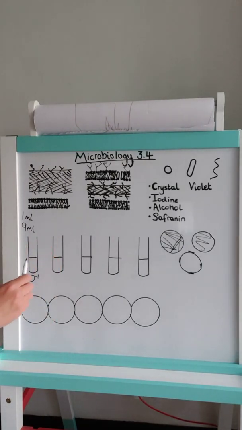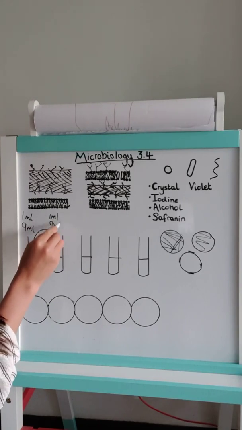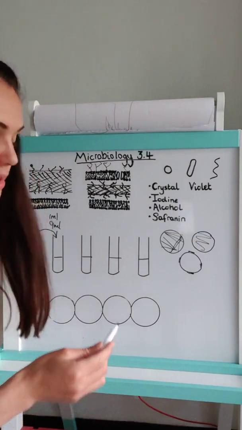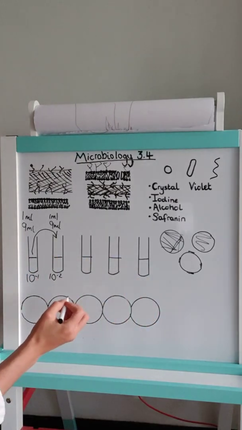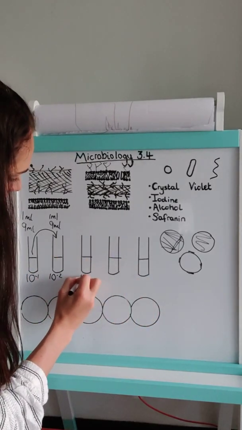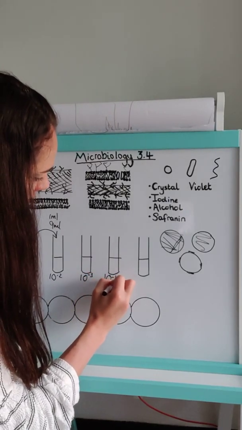Then for the next one, you take your millilitre this time from there and put it in there. So you've already got it at 1 in 10 dilution, and then that 1 millilitre again goes in with 9 millilitres of distilled water. So now you've got it 1 in 100. Okay, so that would be 10 to the minus 2. And you just keep doing that all the way along, and you will do this at some point when we're back in school. So 10 to the minus 1, 10 to the minus 2, 10 to the minus 3, 4.